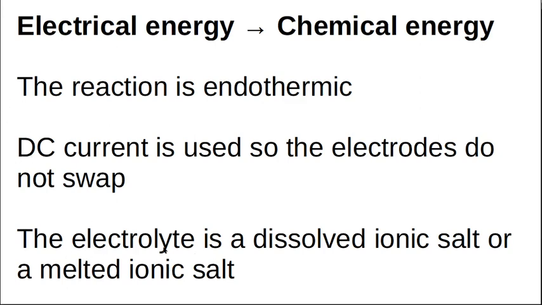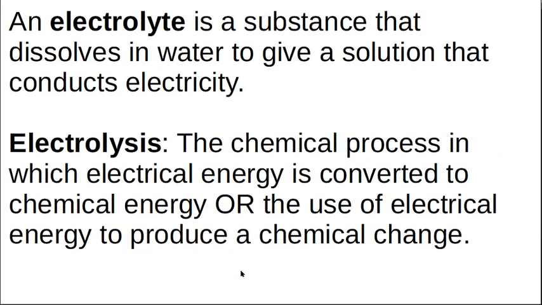And you need an electrolyte because you need movement of ions. So you either dissolve the ionic salt in water, or in the case like in aluminium, you actually melt the salt at incredibly high temperatures. So we need some definitions here. An electrolyte is a substance that dissolves in water to give a solution that conducts electricity. So for instance, sugar dissolves in water, but it can't conduct electricity, so therefore it's not an electrolyte. So that's the one definition.